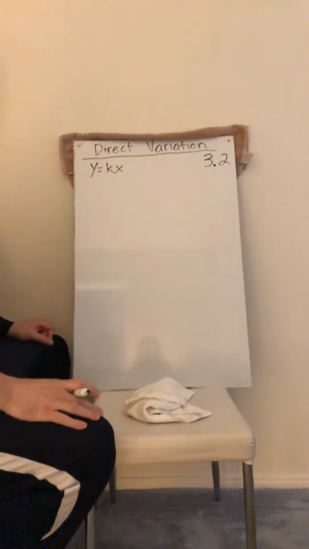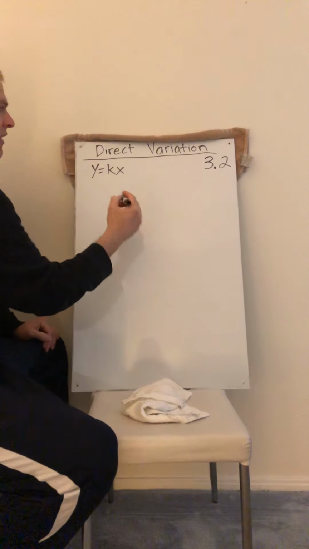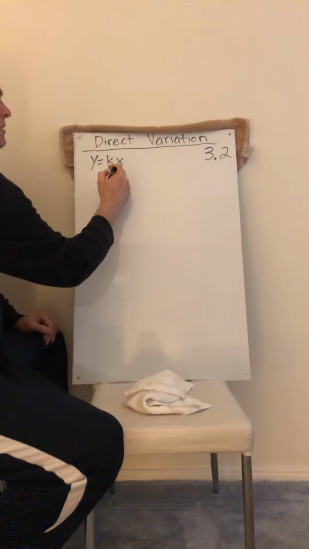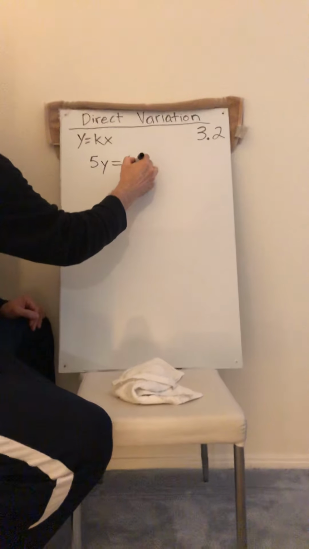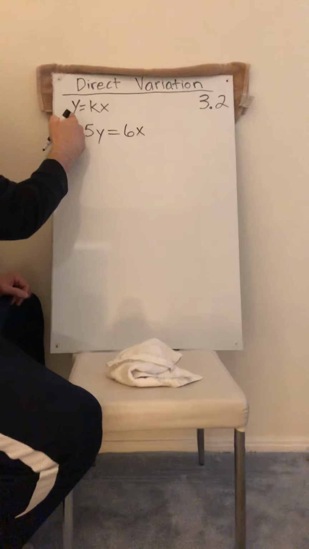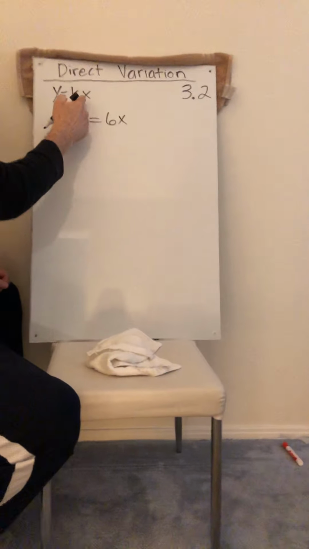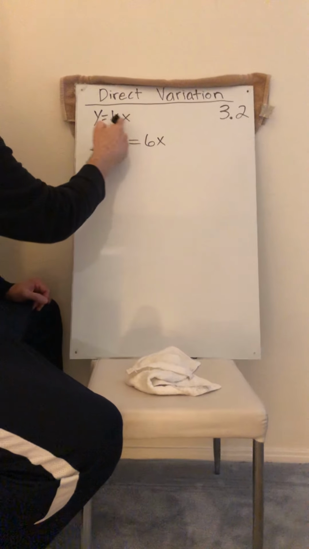3.2 is direct variation, which means y equals kx. So if I was given the equation as 5y is equal to 6x, okay? Direct variation means I have to get it as y equals kx. K is our number, y and x stay the same, okay?